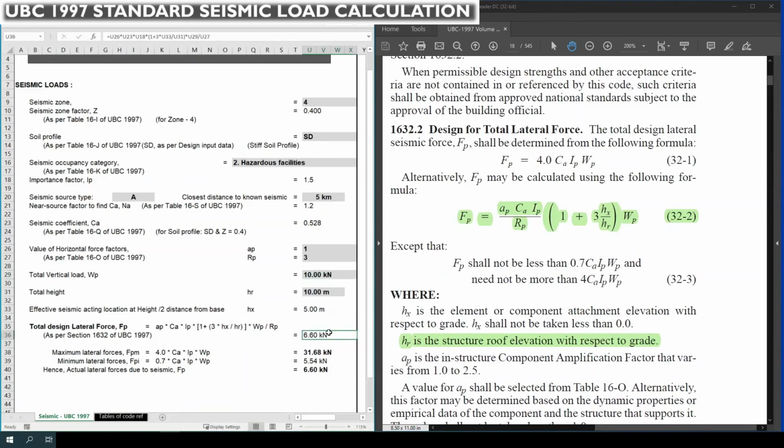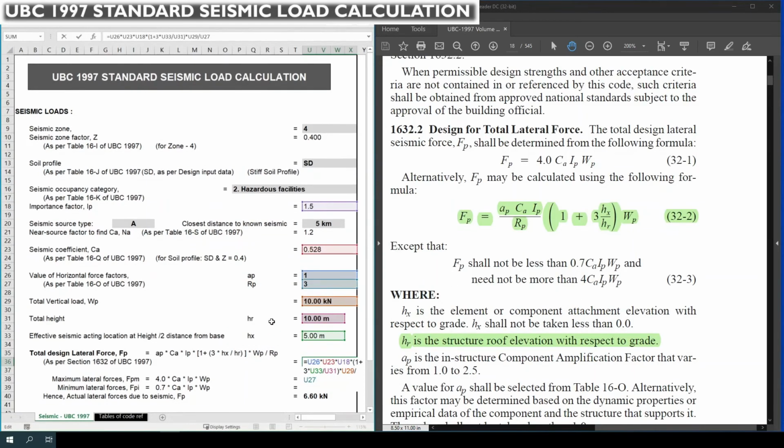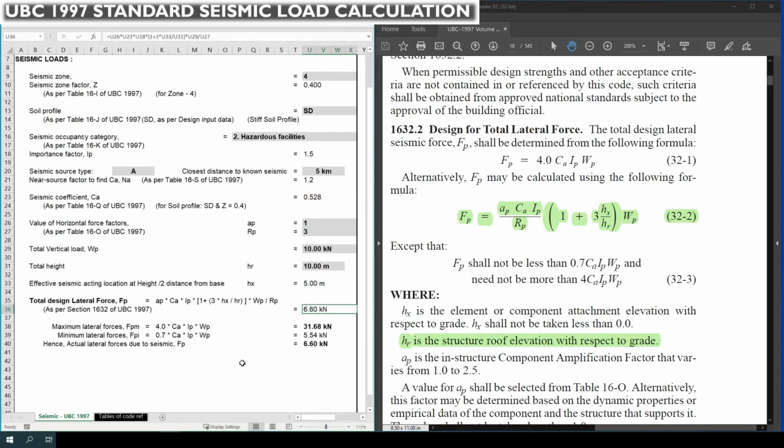So we have all the values. AP value is 1, CA value is 0.528, IP is the importance factor which we have as 1.5, HX is 5 meter, HR is 10 meter, WP is 10 kilonewton which we had assumed, and RP is 3.